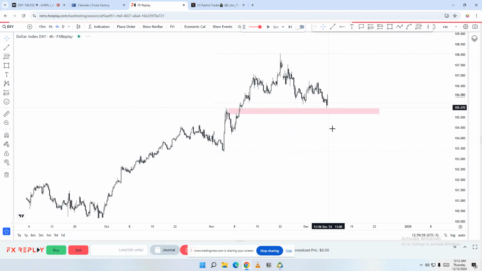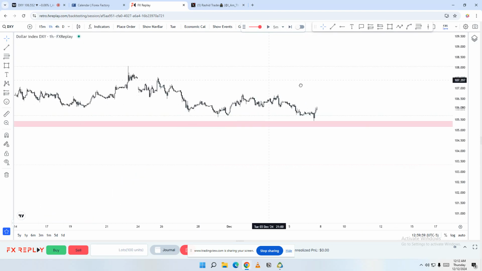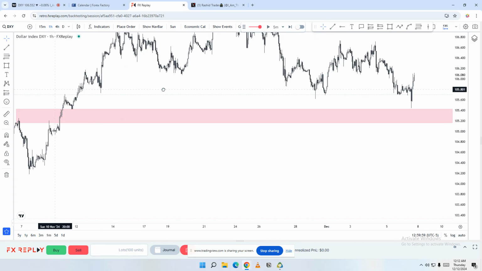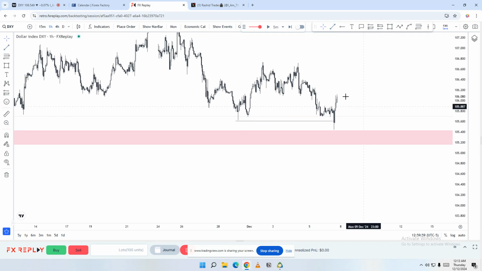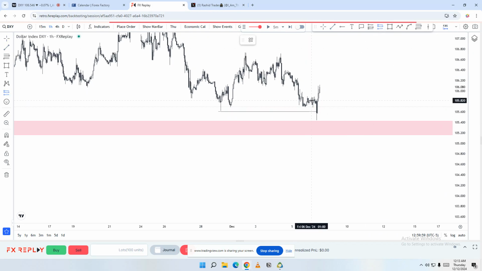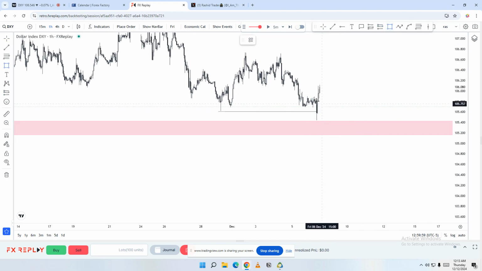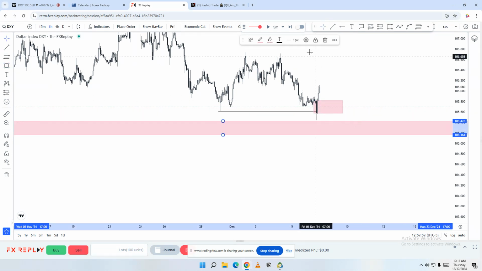So once I saw that the price reached over there, I went way back to the 1 hour charts, and I noticed that the price took out this high over here. Once I noticed that, I marked up my order block over here, where I thought that the price would reach to.